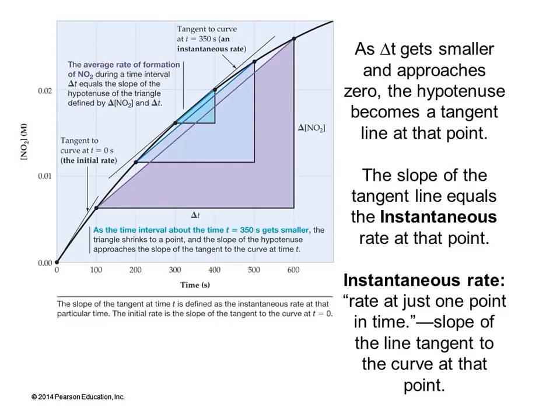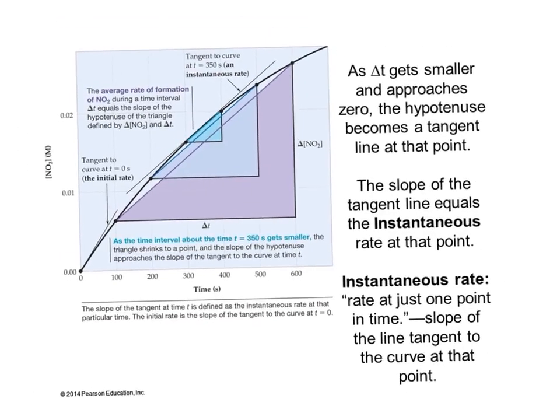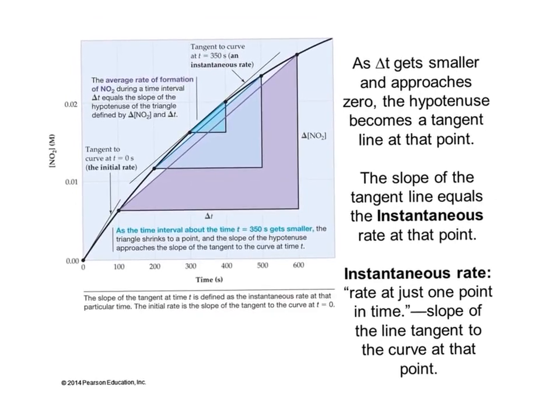In addition to calculating the average rate of reaction, we can also calculate what's known as the instantaneous rate of reaction. The instantaneous rate is the rate of reaction at exactly one point in time. This is a very specific rate of reaction for just one period in time. In other words, we want to know the rate of reaction at exactly 300 seconds or exactly 400 seconds. To do that, you take the slope of the tangent line.